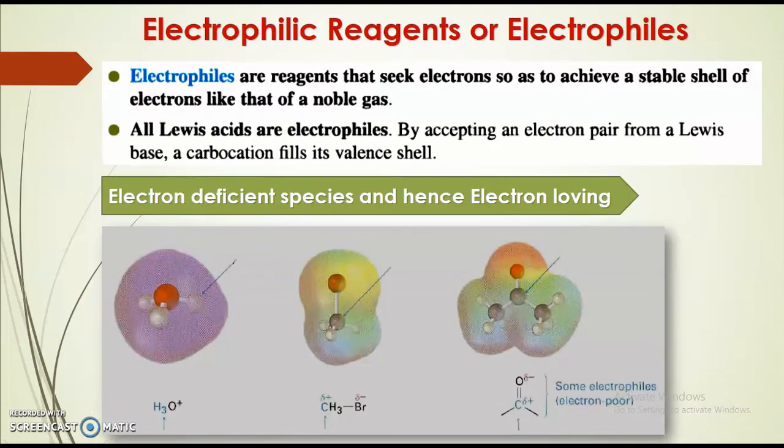Next, another important reagent, that is the electrophilic reagent or electrophiles. Electrophile means it loves electrons. So these are reagents that seek electrons to achieve a stable shell of electrons, like that of a noble gas. All Lewis acids are electrophiles, because Lewis acids accept an electron pair from a Lewis base, and so do carbocations. So electrophiles are electron deficient species, and hence electron loving. Here are some examples: hydronium ion, alkyl bromide and carbocation. Here you can see the electrostatic potential diagram in blue color. This carbon is in the blue region, and this carbon is also in the blue region.